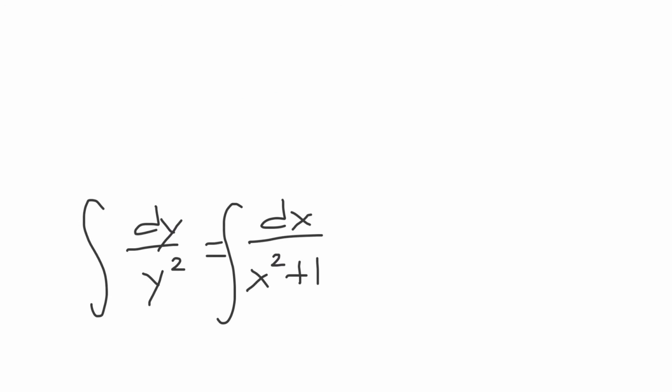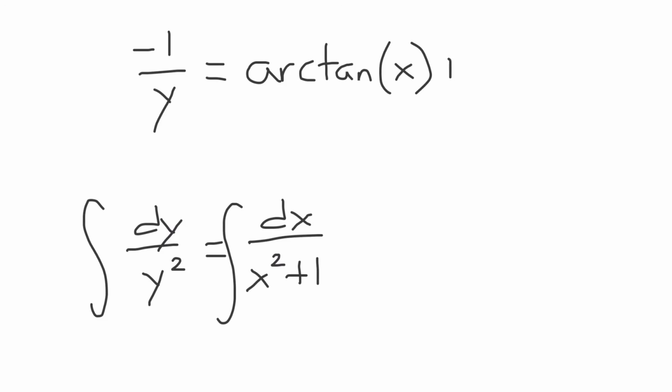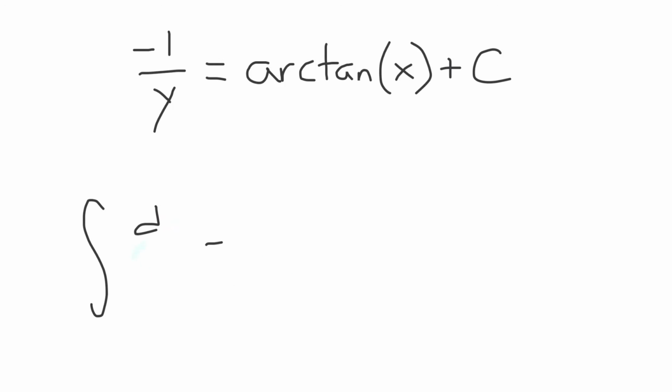Okay, so again, we have the integral of 1 over y squared, a pretty common integral, which is equal to negative 1 over y. And that's going to equal the integral of 1 over x squared plus 1. So think about what that's equal to. We know that that integral is equal to arctangent of x, the inverse tangent. So we can just say arctan of x, and then again, add your plus c. So now, just erasing that bottom.